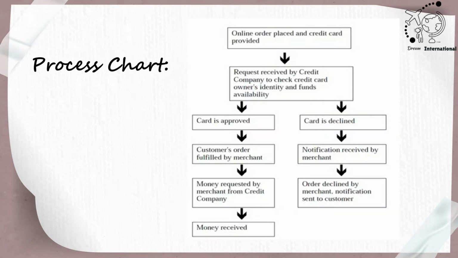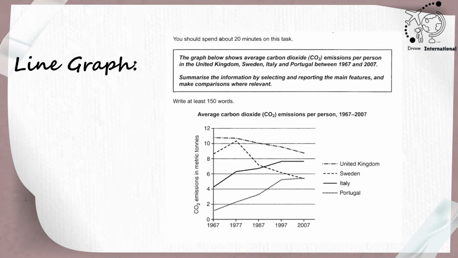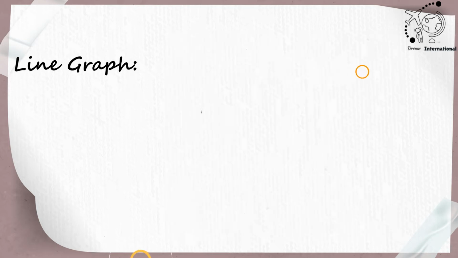First one is the process chart, in which the process or flow of certain things is involved. You can see a picture on the screen. It also involves the cycle, as you can see the life cycle of a frog. So this is the easiest type of IELTS Academic Writing Task 1. Now talking about the second type, which is called line graph. Here the data is represented in the form of lines in a graph. You can see the question format and you have to write the summary of this. This is also quite easy but requires a wide variety of vocabulary.